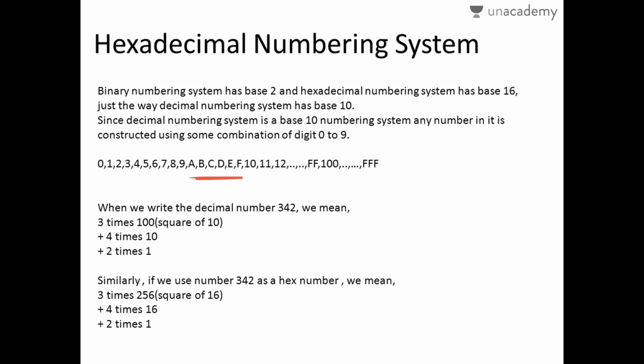The continuation will go on for the rest of 0 to F, whatever combinations we consider. Here, for a decimal number, if you have to represent 342, you'll simply say 3 hundreds, 4 tens and 2 ones, whereas in hexadecimals you'll be writing 3 as 256 times, because that is the square of 16, 4 as 16 times, and then 2 as one time. This is the major difference between decimal numbers and hexadecimal numbers.